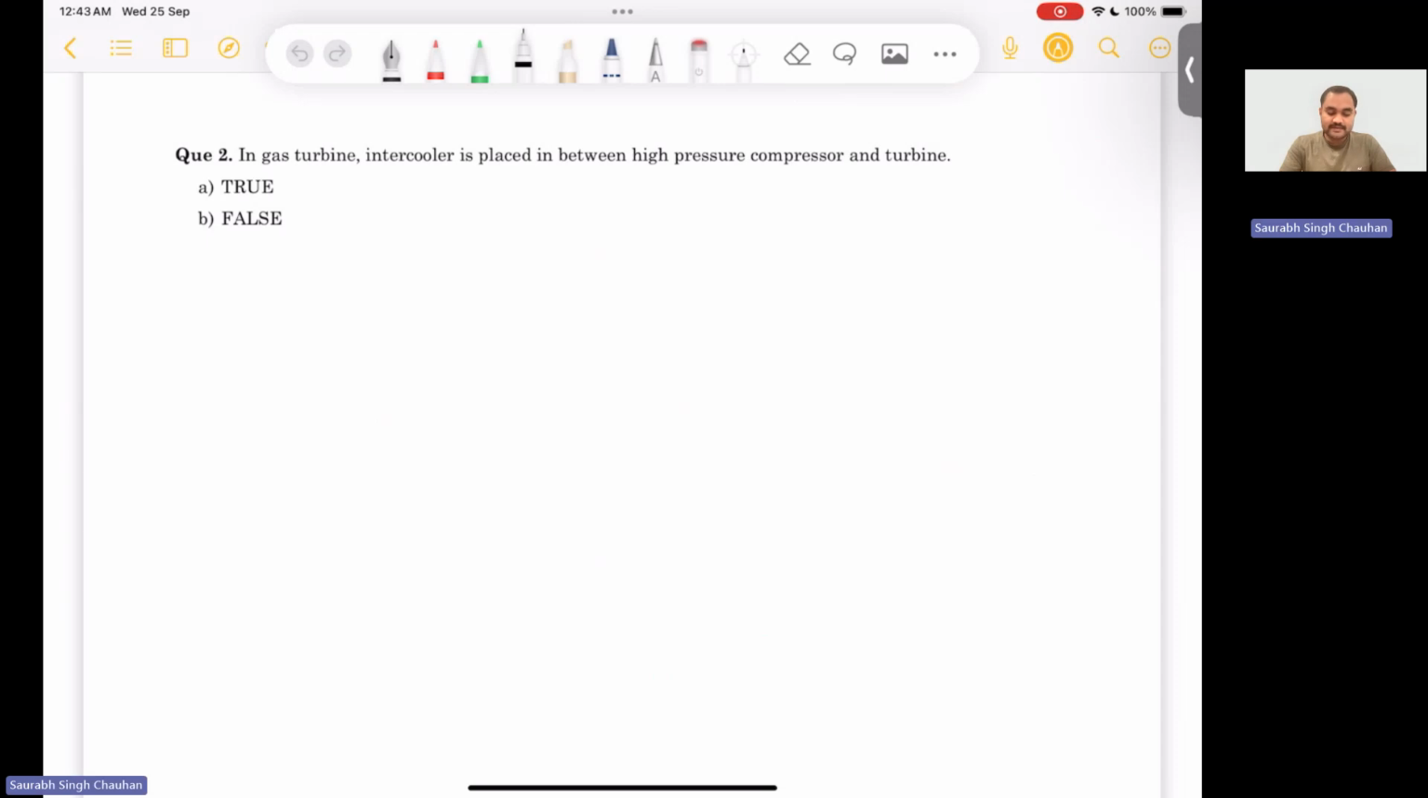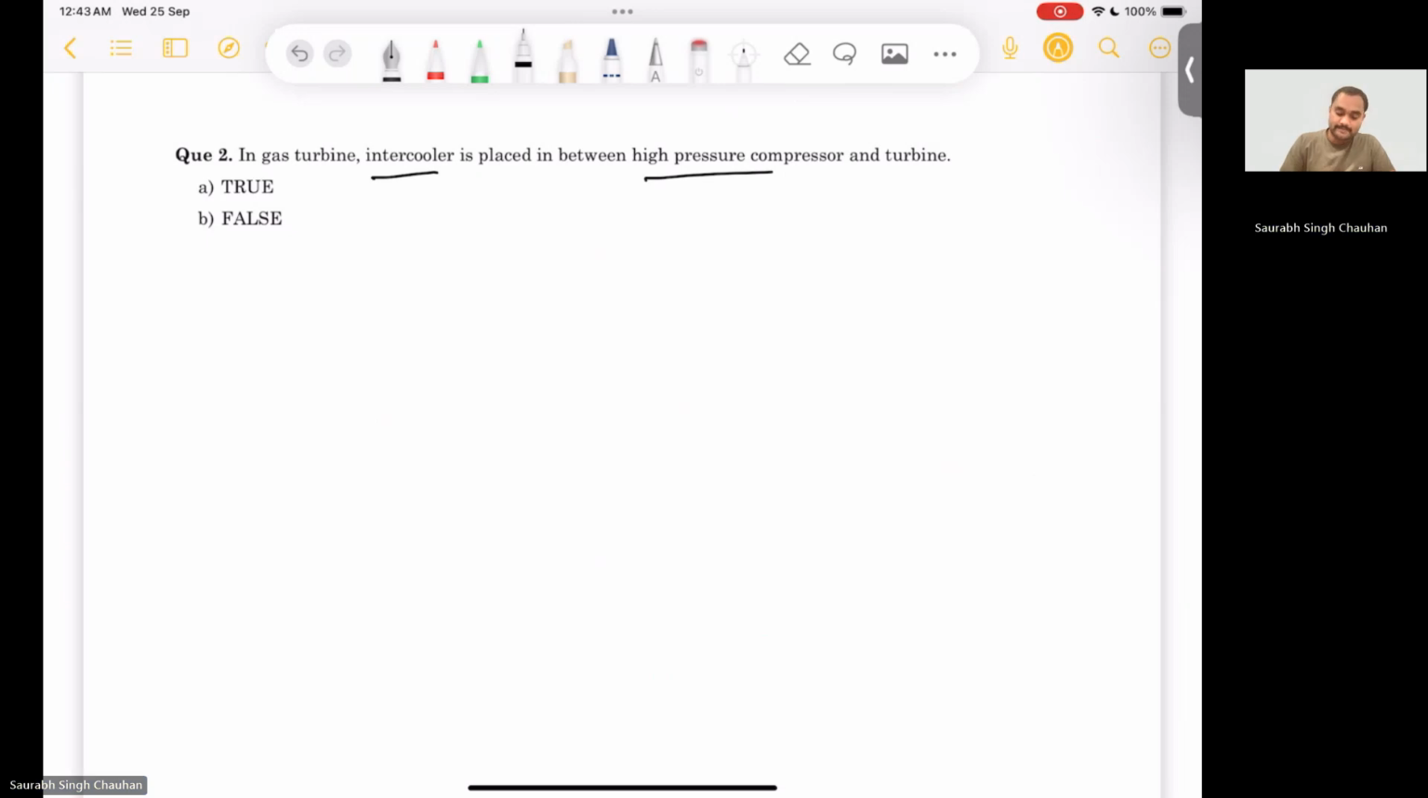Question number 2 says, in a gas turbine, intercooler is placed in between high pressure compressor and turbine. So before solving this question, we should understand what the different terms mean. What is an intercooler? What is a high pressure compressor?